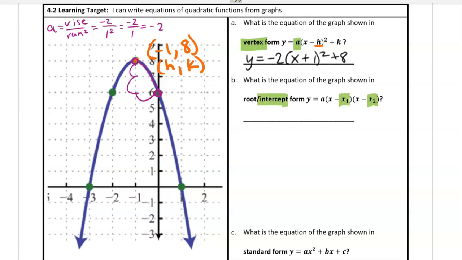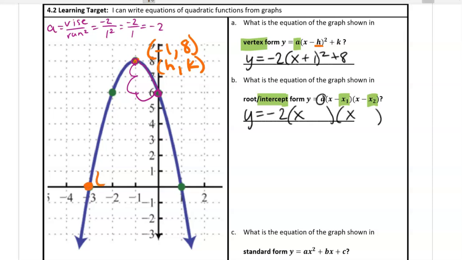Those are going to go on x1 and x2. Where it says x, you just put the x there. Nothing else, just the letter x. So writing the equation again, we're going to say y equals that a value, same a value, and then we'll put the two x-intercepts. Remember that insiders lie, x lies.